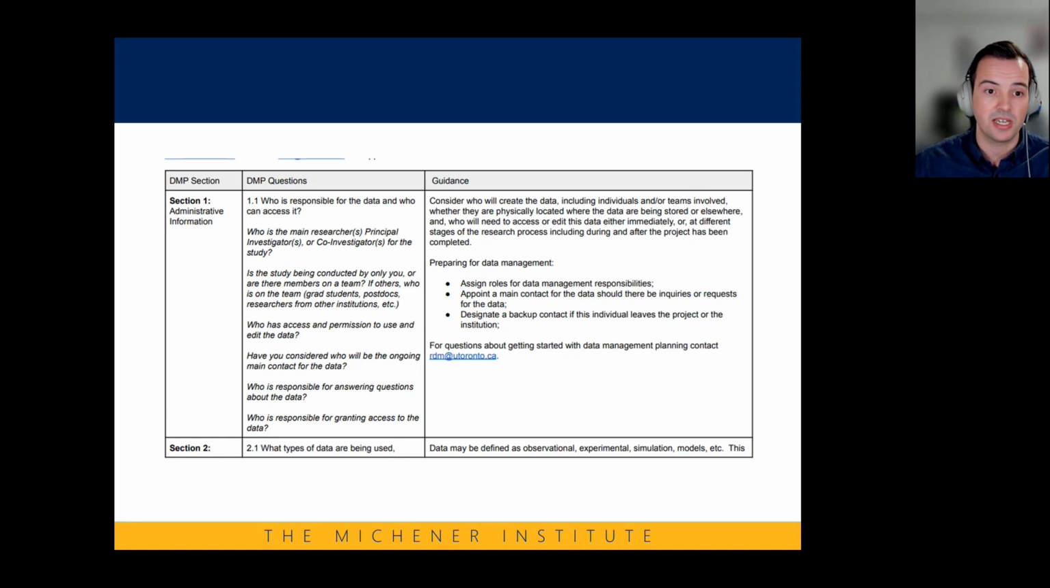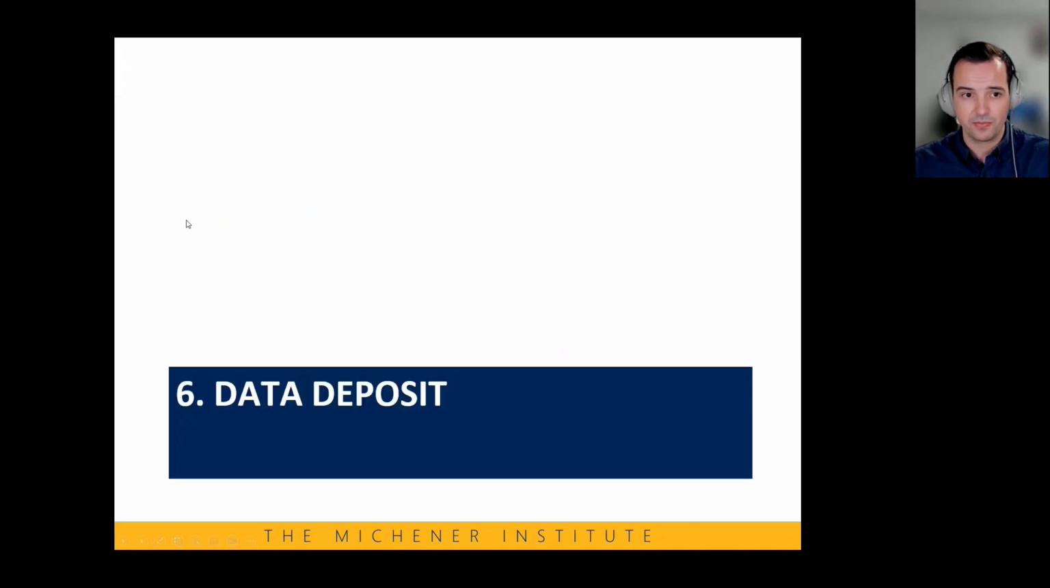Who is responsible for the data? Who can access it? Who is the main researcher, principal investigator, or co-investigator for the study? Is the study being conducted by only you, or are there members on a team? You can see where the utility of these kinds of questions comes into play. And it breaks it down in different ways. This is, for instance, administrative information. Data deposit. We're almost done, and then we'll have time for UHN Research to come up and talk.